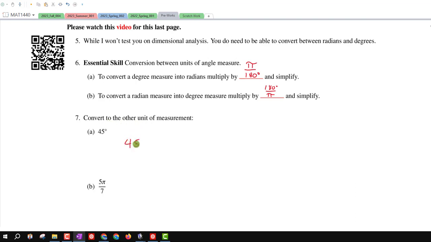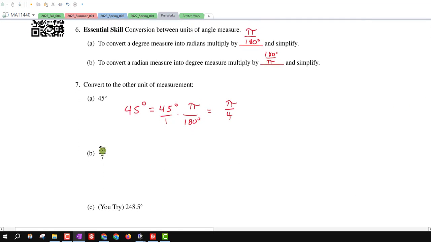We actually did something similar to this once before, but we'll take 45 degrees and say that it's 45 degrees over 1 times what's my conversion factor? Well, in the skill here, we're told to convert from degree to radian. We multiply by the factor pi divided by 180 degrees. And if we go ahead and do this, this comes out to be pi divided by 4. And so that would be pi divided by 4 radians.